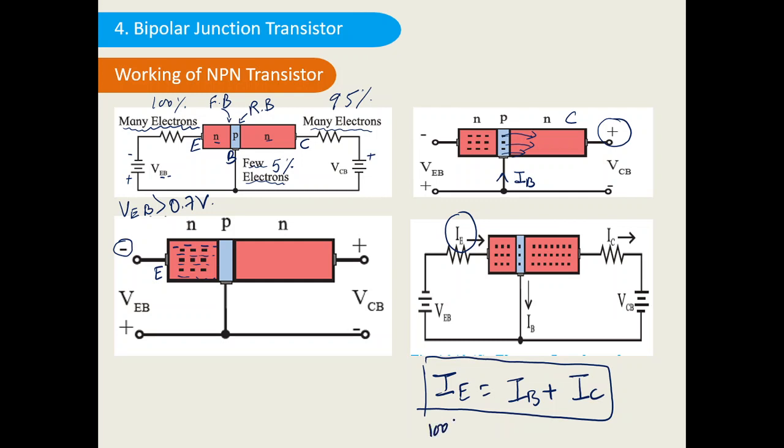Emitter current is actually 100%. Base current is, suppose, around 5 percent. If it is less, then it is a good quality transistor. If it is lesser than 5 percent, that means the quality of the transistor is very high. And the remaining one is the collector current, so this is 95%. For an ideal transistor, I can say collector current and emitter current are both 100%, and base current is 0.